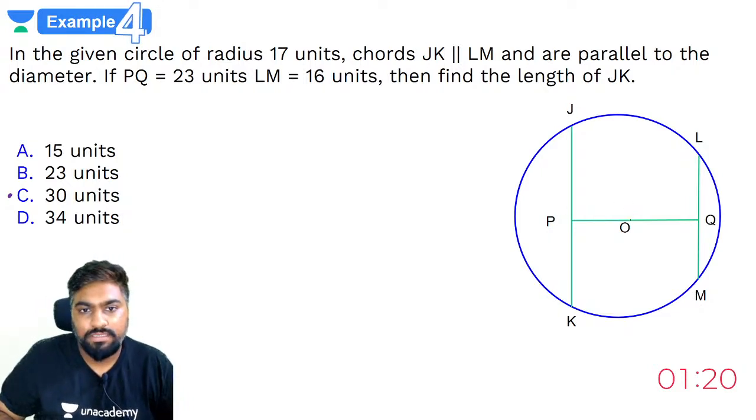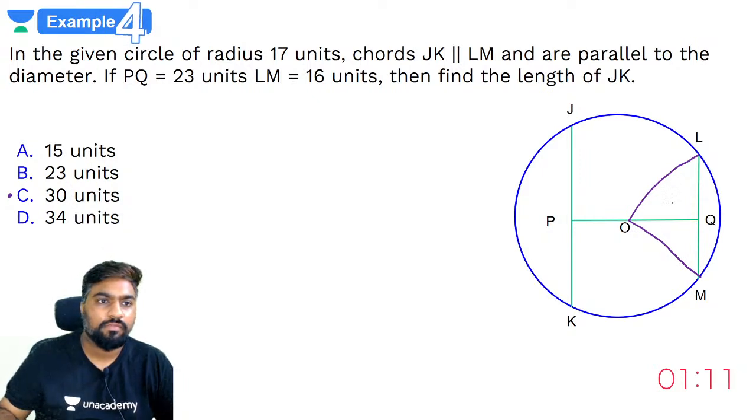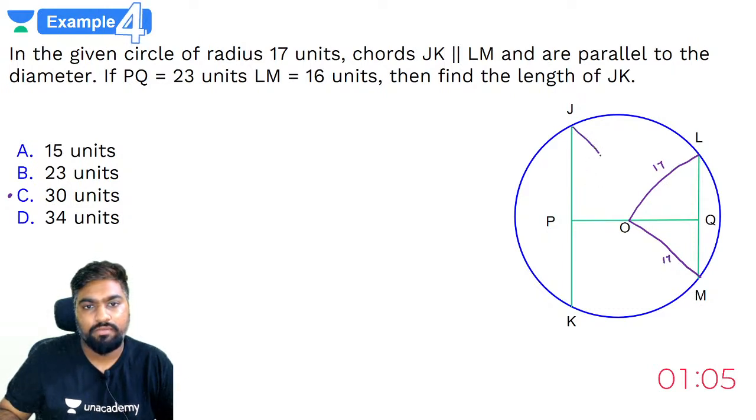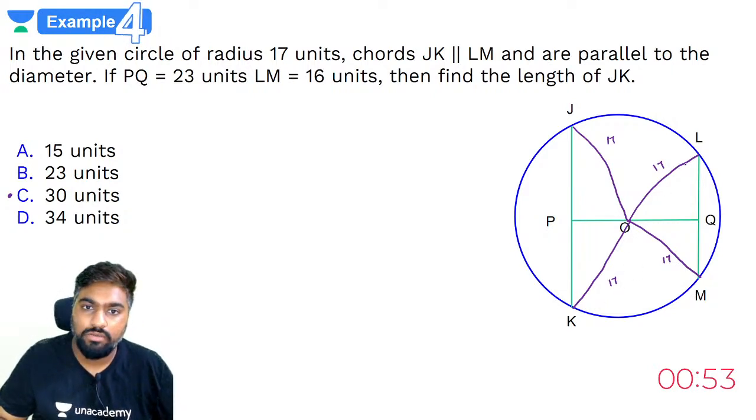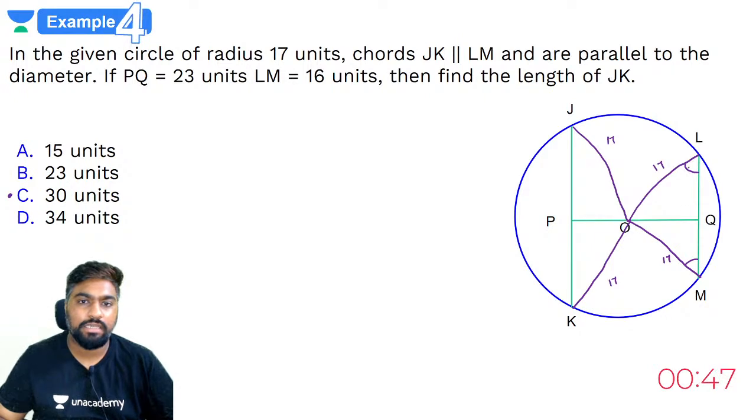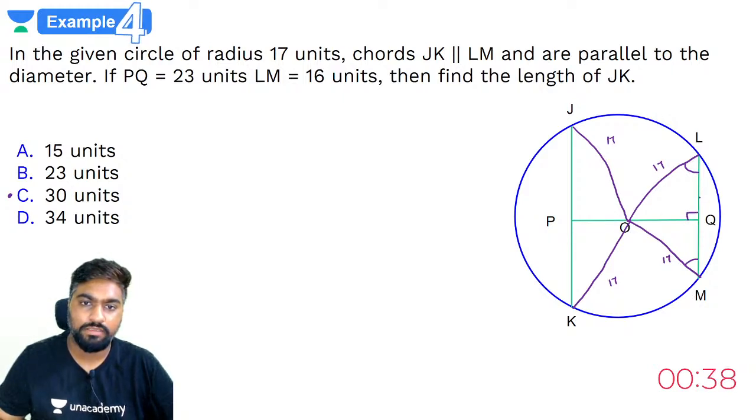Okay, so if this is the center, and this is the radius, both are radius, 17 units, 17 units. Same way here, this is also 17 units, because this is also a radius. So what do you understand? If these two are equal, then these two angles will become equal to each other. Once they are equal, what is known? This is an isosceles triangle, this will become perpendicular, and this will get bisected.